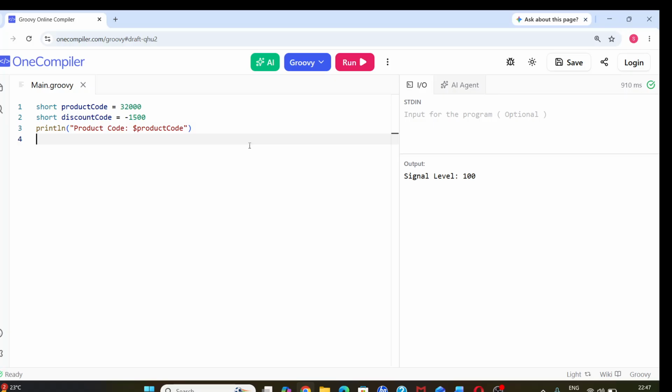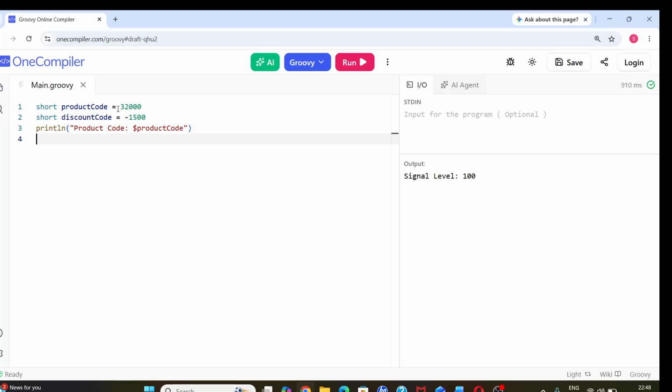Now let me explain this example. See the first line and the first word, short. What is short? Short is a data type. It can store integer values using 16 bits. The range of values it can hold is from minus 32,768 to plus 32,767.